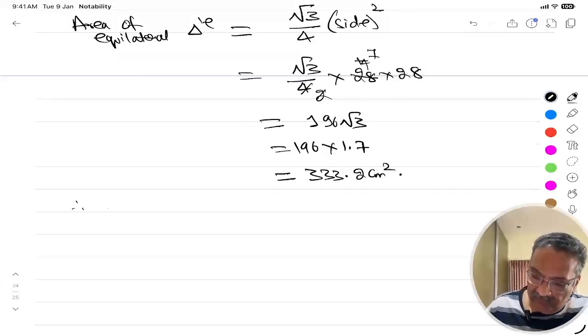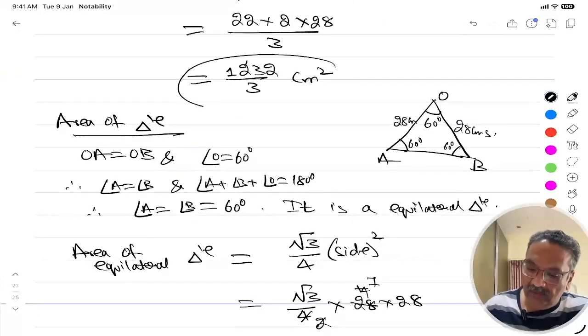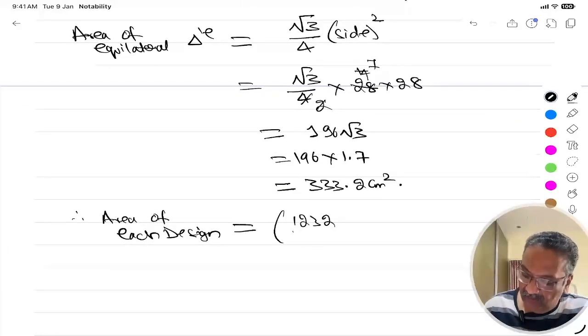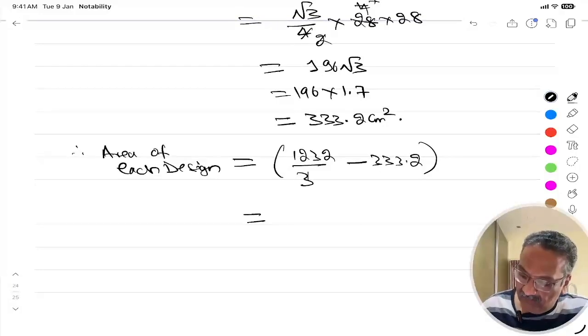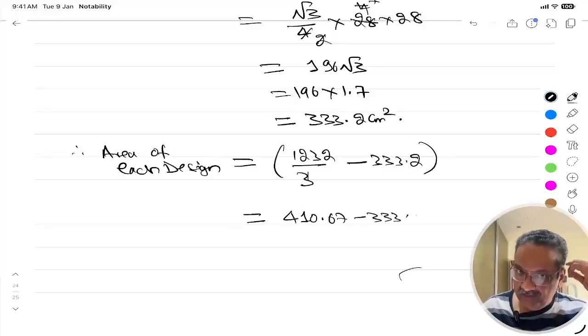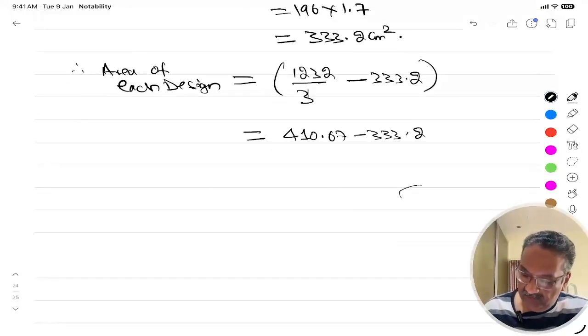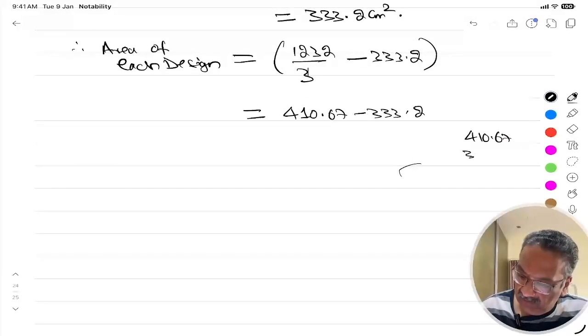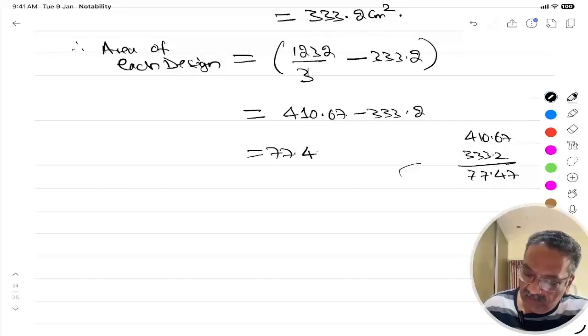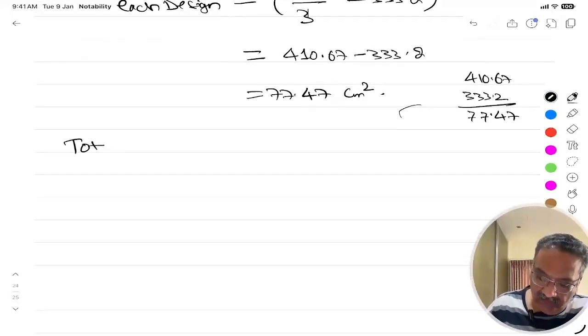Now, therefore, the area of each design is equal to 1232 divided by 3 minus 333.2, which is equal to 410.67 minus 333.2, which is equal to 77.47 centimeter square.